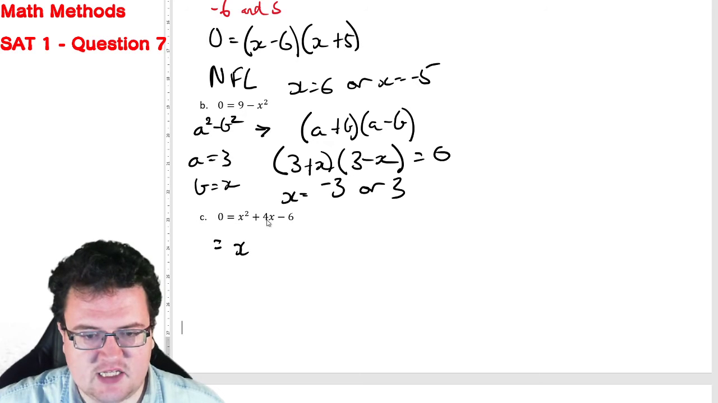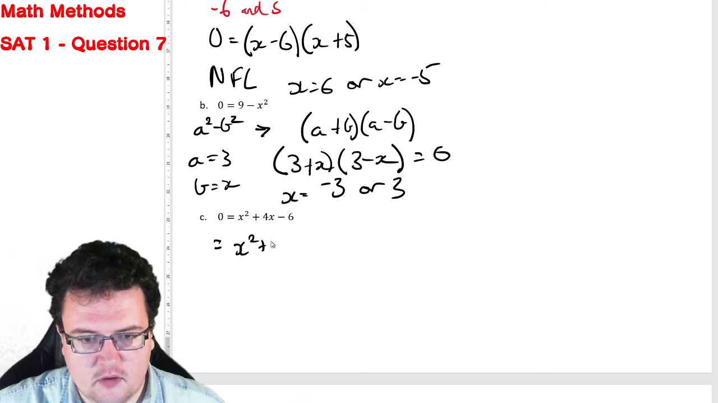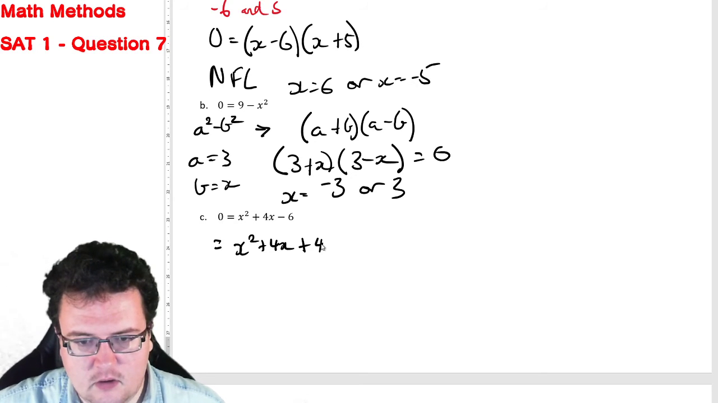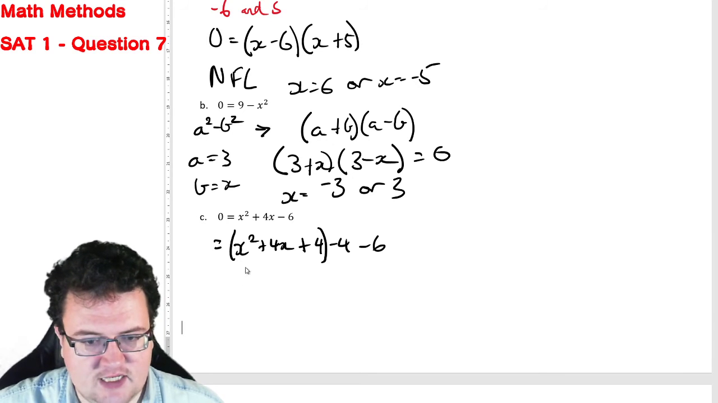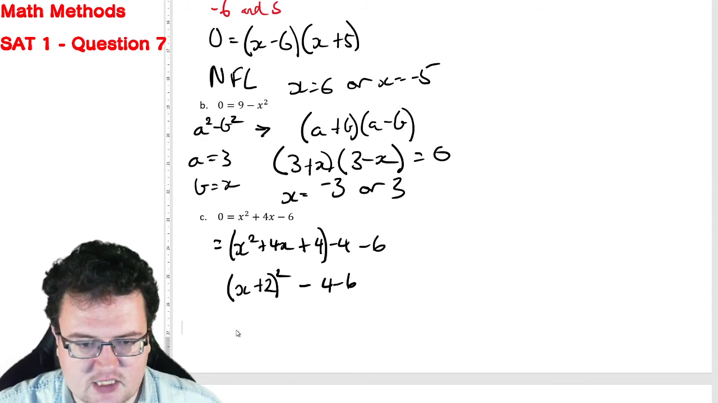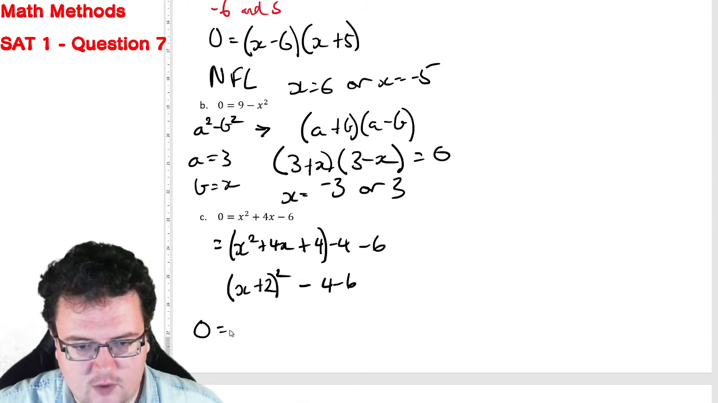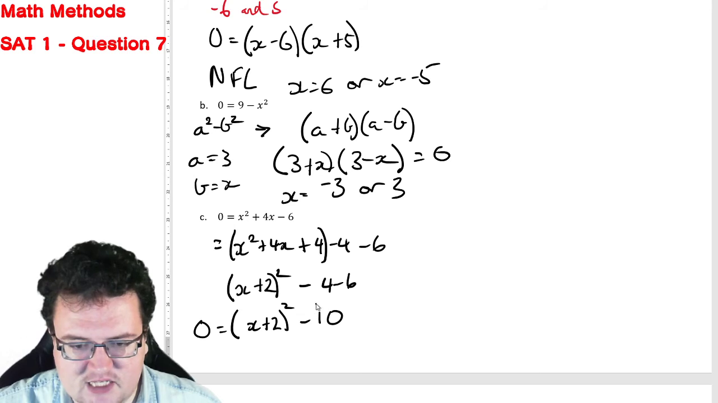we need to take the coefficient of the x in the middle, half it and square it. And then plus and minus it. That means we can put a bracket around this, and that will create x plus 2 squared minus 4 minus 6. 0 equals x plus 2 squared minus 10.